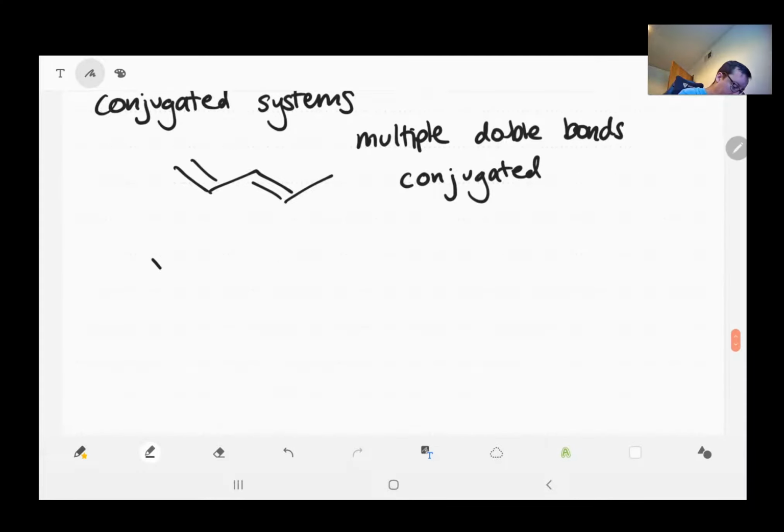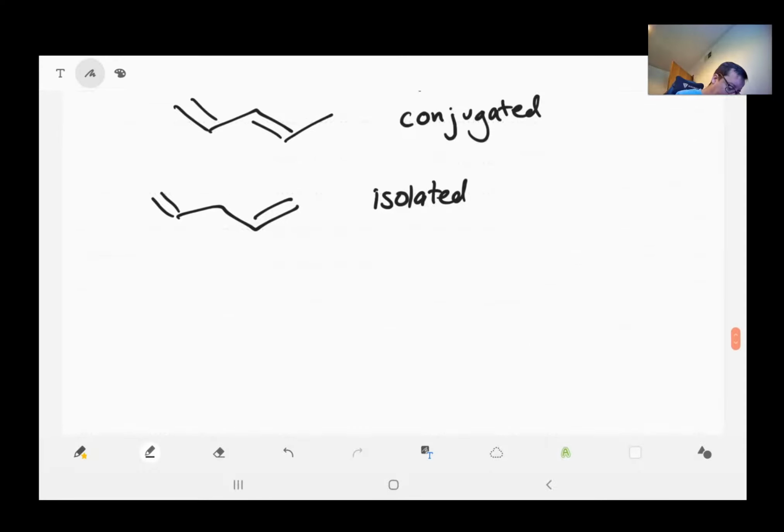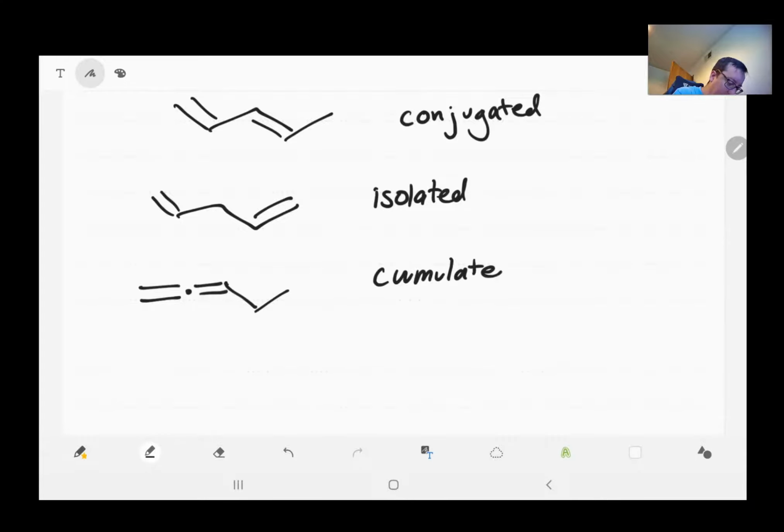We can have them like this. These are called isolated because there are more than one carbon in between them. And so we're going to see here they're not right next to each other. These now have extra carbons in between. They're called isolated. And then you can have them, in fact, on top of each other. How many carbons do we have here? 4 or 5? 1, 2, 3, 1, 2, 3, 4, 5. There we go. These are called cumulated double bonds, also called allenes.